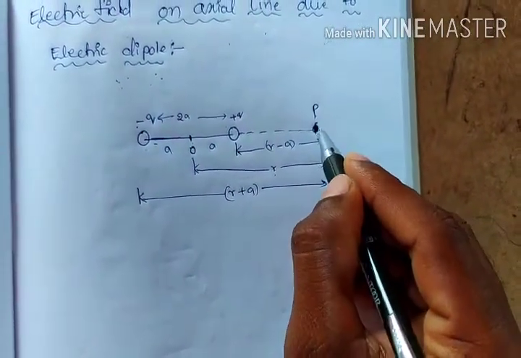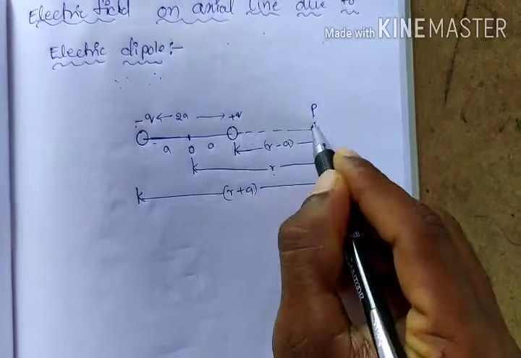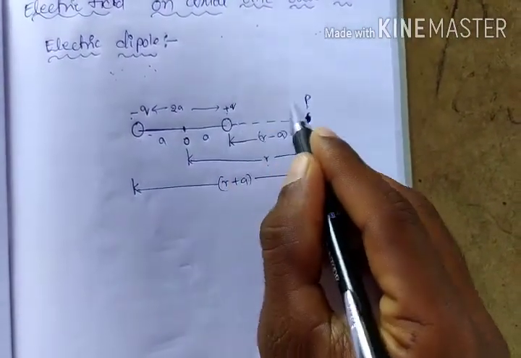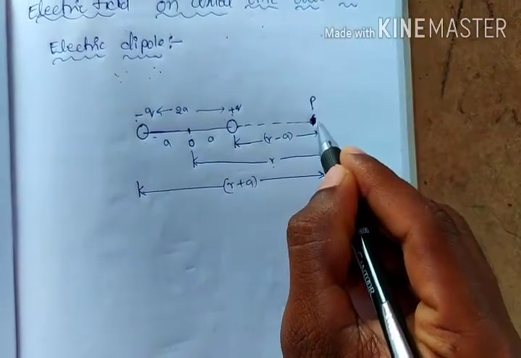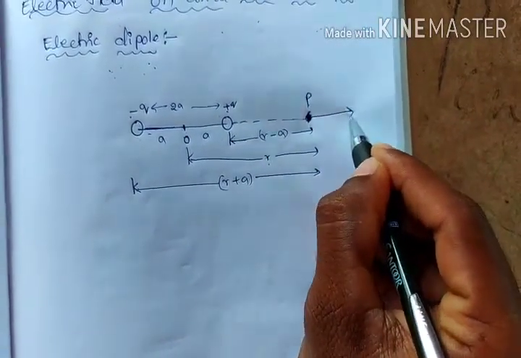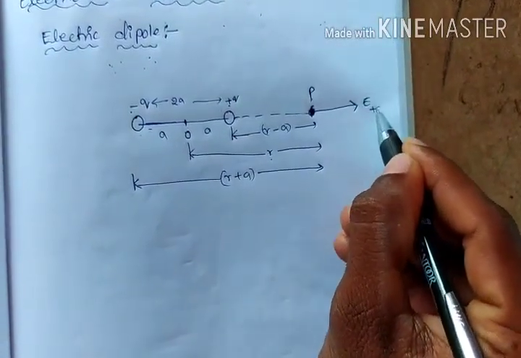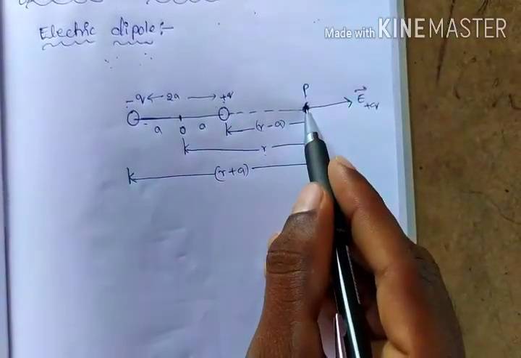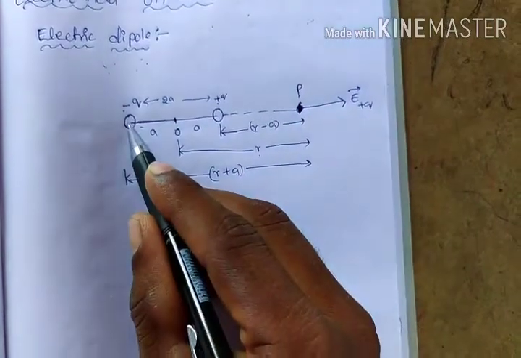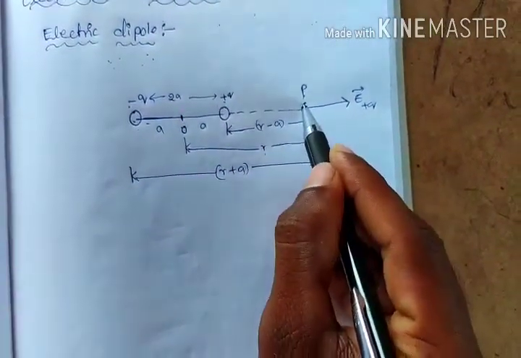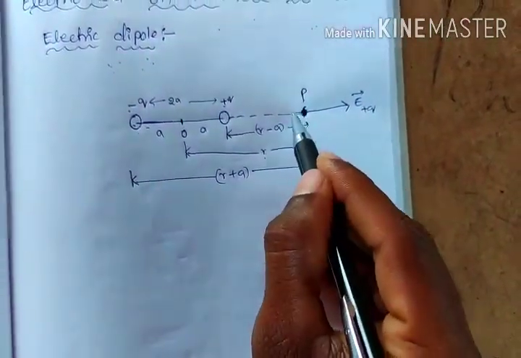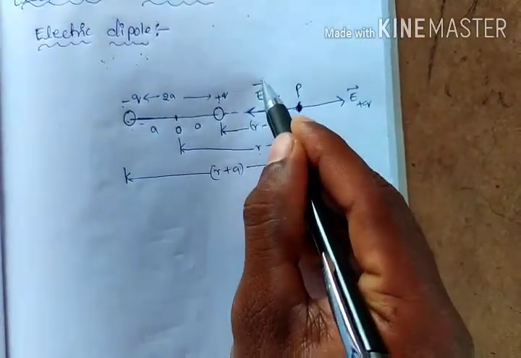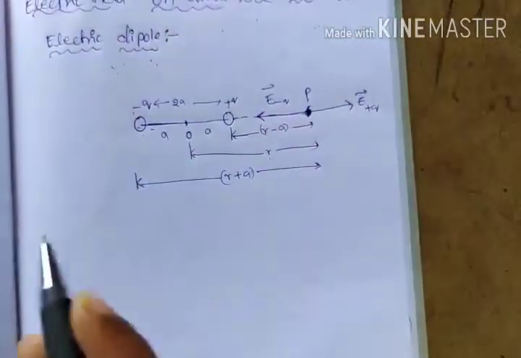The direction of this one is at point P. P is a point charge which is always positive. The positive charges are repulsive, so the electric field direction due to plus Q moves away. Okay? Next one, the field due to the minus charge. Plus to minus will attract you towards, which is E minus Q. Okay, this is the direction of the electric field.